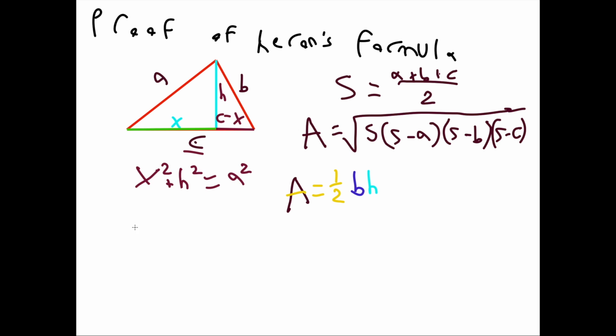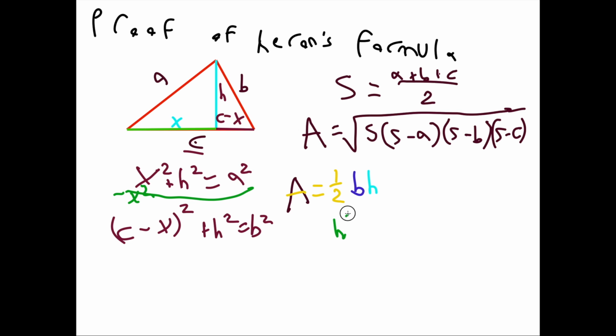So that one is also pretty easy. C minus x squared plus h squared is equal to b squared. Okay, so now we have this. Now let's solve. Let's use the first formula right there to solve for h. Let's solve for h by subtracting x squared from both sides. If we do that, we get h squared is equal to a squared minus x squared.